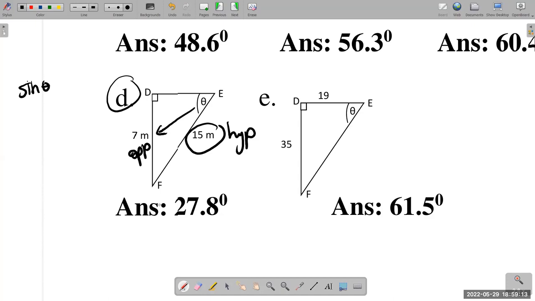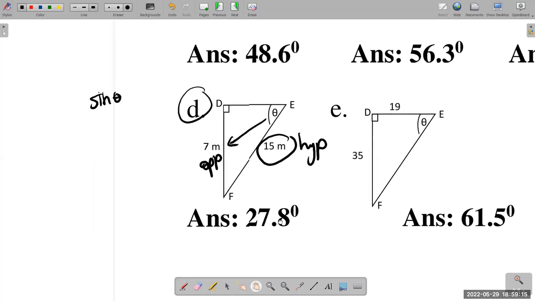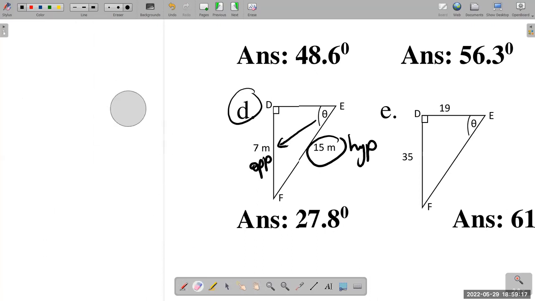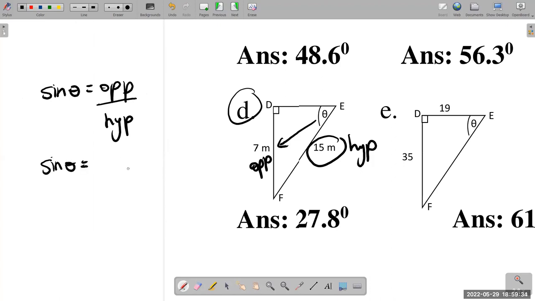Everybody see that? So I'm going to work it out just to remind you of how to find it, because it's better to be safe than sorry, right? So first of all, you start off with your formula. So sine theta is equal to opposite over hypotenuse. So let's put in the stuff that we have. We don't have theta, so we got to leave it. So sine theta is equal to 7 over 15.